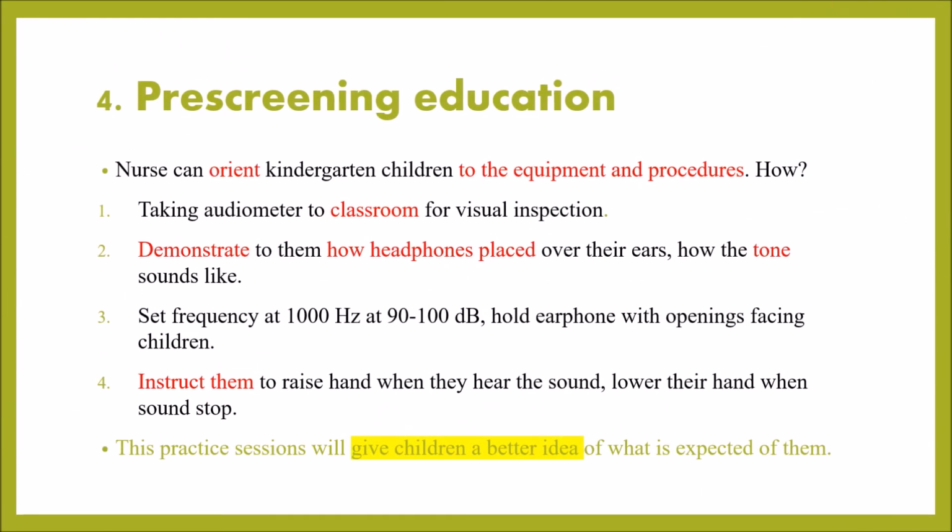Pre-screening education is also one of the screening protocols. The nurse can orient the kindergarten children to the equipment and procedures because this will give them a better idea of what is expected of them. How can they do this? Maybe they can take the audiometer to the classroom and demonstrate to the children how the headphones are placed and how the tone sounds. Then let them be familiar with the sounds, with the tone, and instruct them to raise their hand when they hear the sound and put their hand down when they cannot hear the sound.